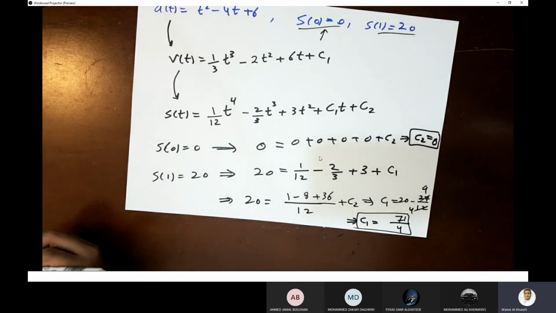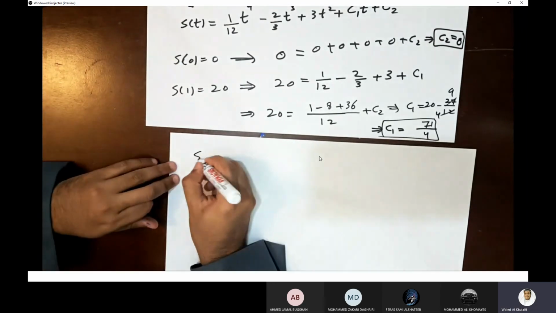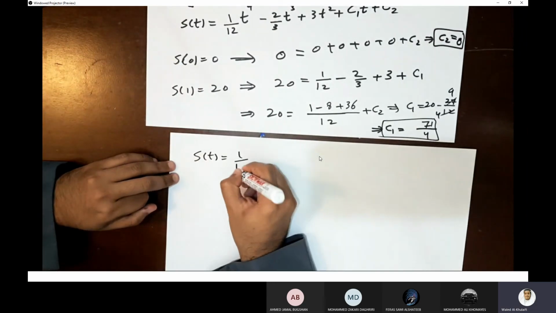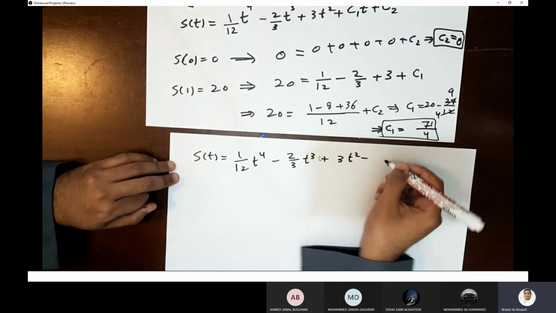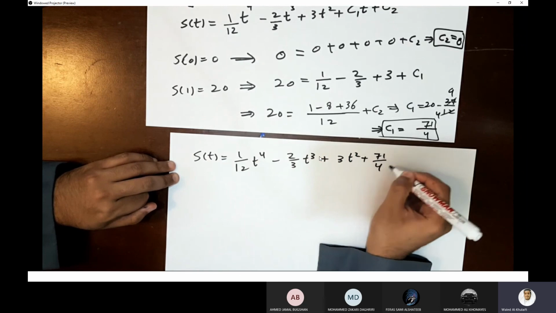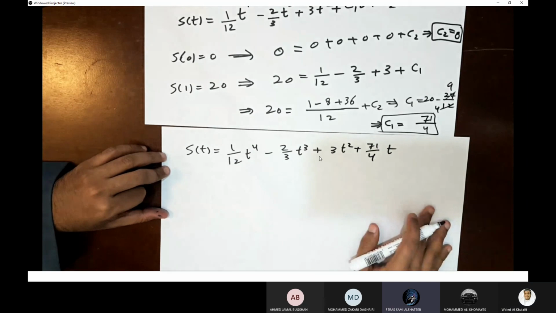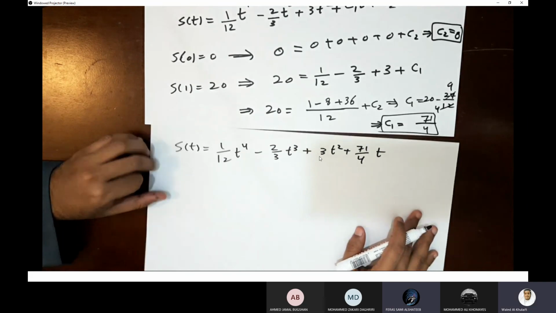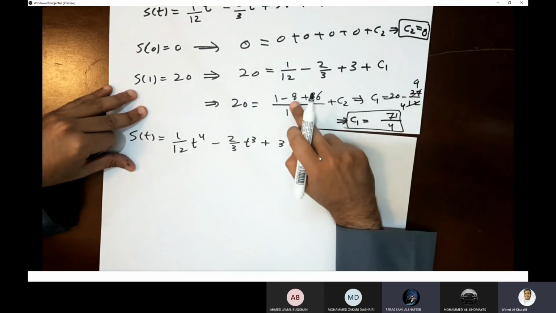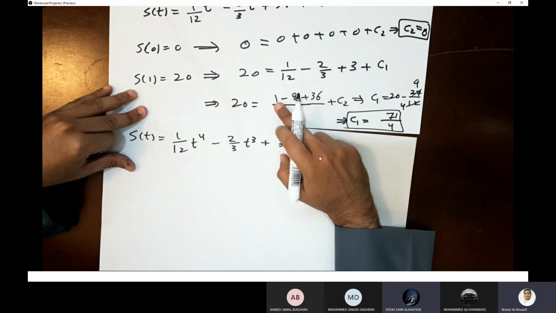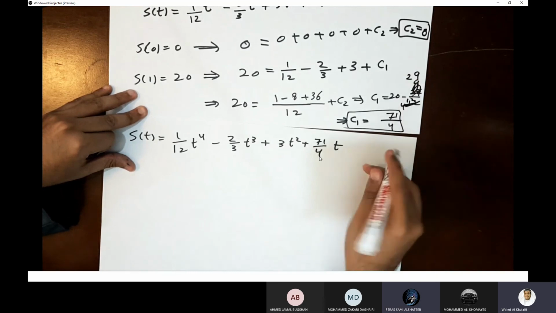And the final answer will be what, guys? Let's write the position function. S of t equals 1 over 12 t to the power 4 minus 2 over 3 t cubed plus 3t square plus 71 over 4 t. Doctor, shouldn't it be 29 over 12? Okay. Let's see. So here 28 plus 29. Okay, I made a mistake. 29 over 12. Yeah, 29 over 12.